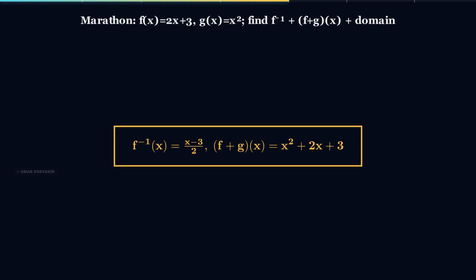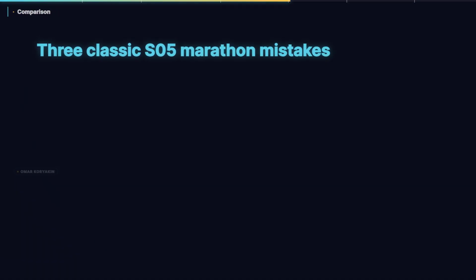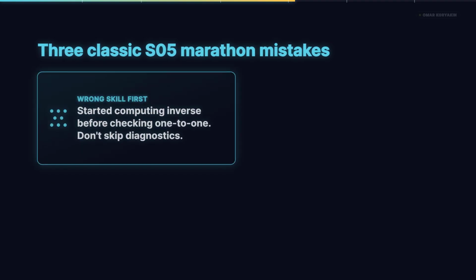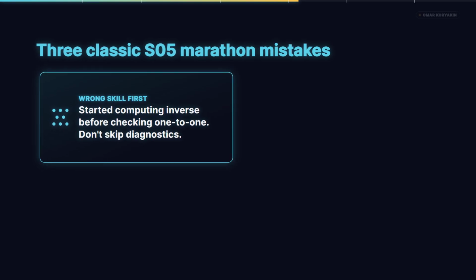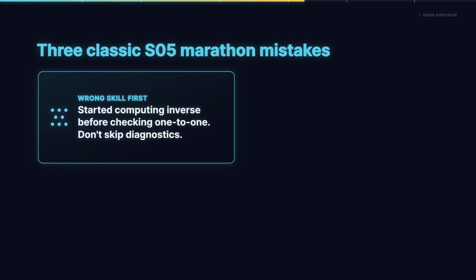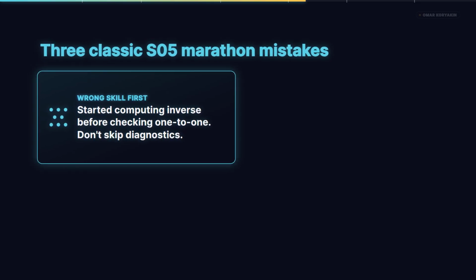3 mistakes that catch every algebra student during their first weeks of Section 5 marathon practice. Each one is fixable by a small explicit habit applied between problems and at the end of every problem. First mistake: applying the wrong skill first because you misread the problem type. A student sees a problem that asks for the inverse and immediately applies the swap and solve procedure without first checking whether the function is 1-to-1. If the function fails the horizontal line test, the inverse does not exist as a function, and the swap and solve produces a meaningless or partial result.